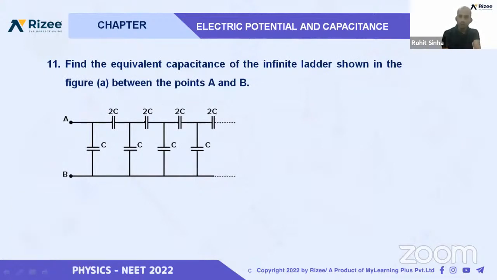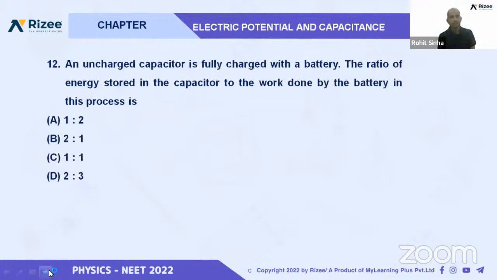What will you do? You will cut the ladder from here. Assume C equivalent here, and C equivalent here, and take C equivalent on this side also, and solve it, and you can find your C equivalent. Okay, I think you can solve it, so I will not waste time here. Let's move further.